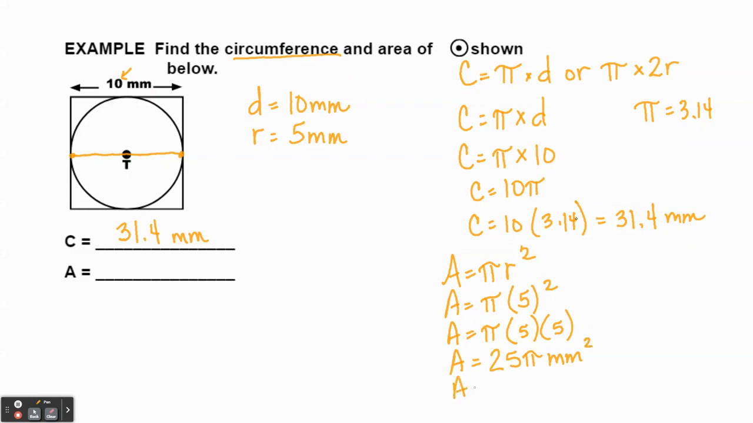Now, if we are asked to use that 3.14 as our pi, then we can get a decimal. And again, that gives me 78.5 square millimeters. So definitely practice with the circumference and the area here. Use that 3.14 as our approximation for pi so that you can put it in your calculator and get your calculations that way.